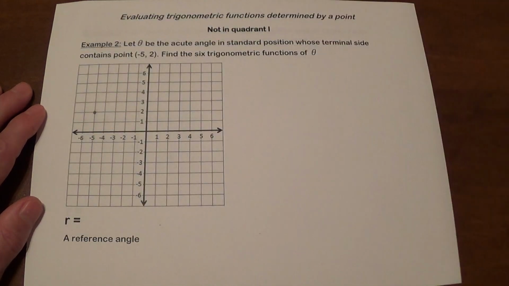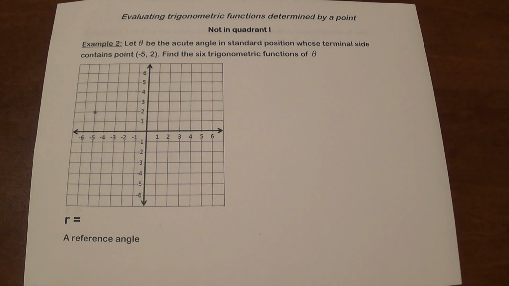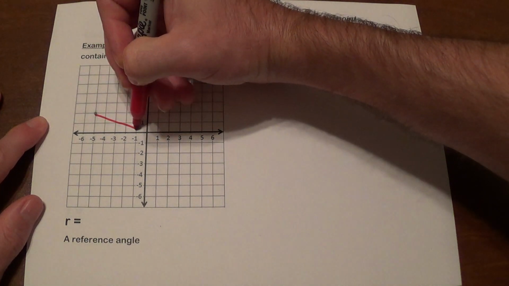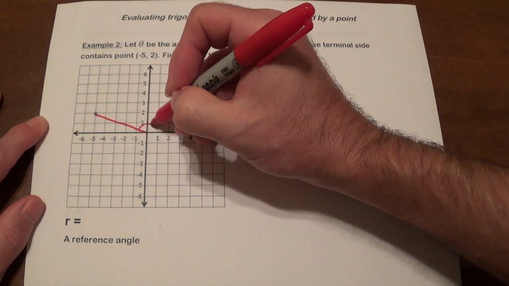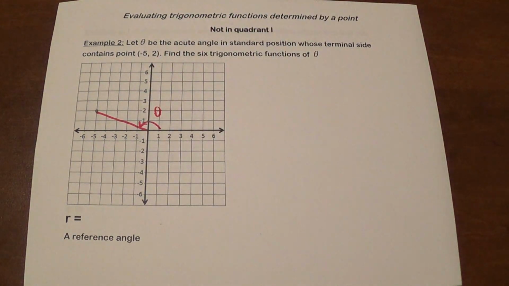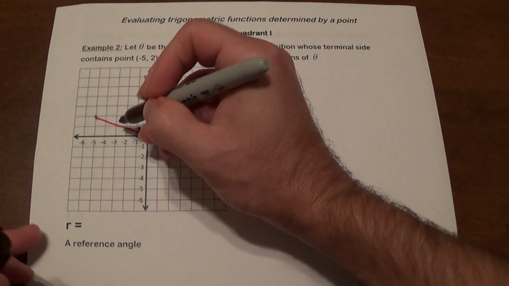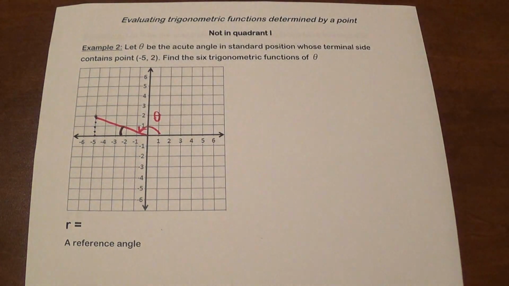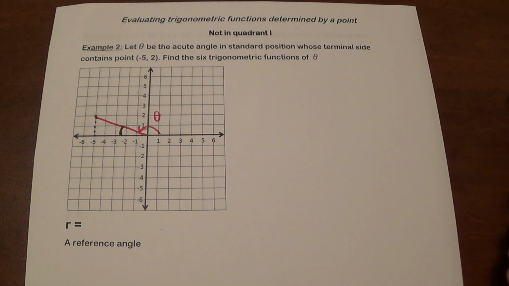So what happens when you are not in quadrant 1? Then we're going to have to rely on the concept of a reference angle. So right here, this is angle theta, right? But the angle that we're going to be working with is going to be right here. So this is what we're going to have to work with. We just have to remember that some of the values will be negative. Okay, but we're going to have to start by finding r anyway.